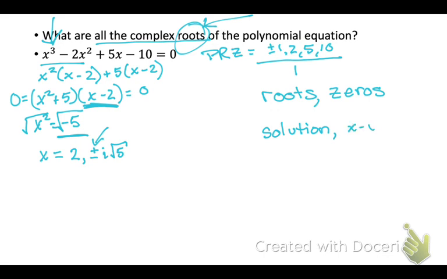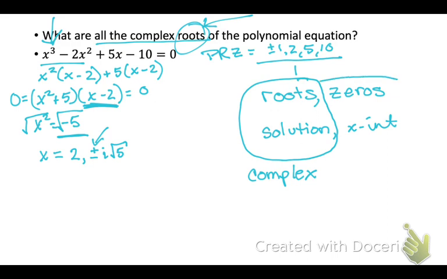X-intercepts. Now, I wrote them this way for a purpose. Roots and solutions can be real and imaginary, yes? This is on the complex number system. But what about zeros and roots? Can they be imaginary? No. I mean, zeros and x-intercepts. Can those be imaginary? No. This is on the real number system.